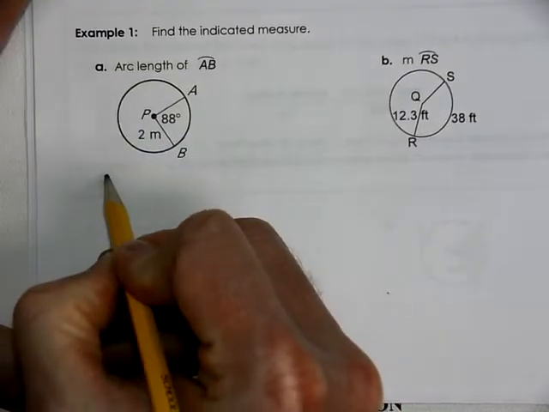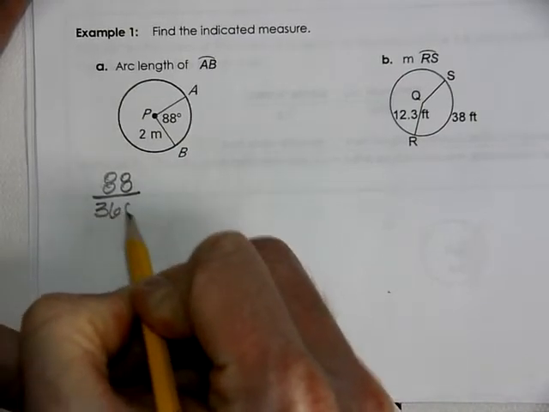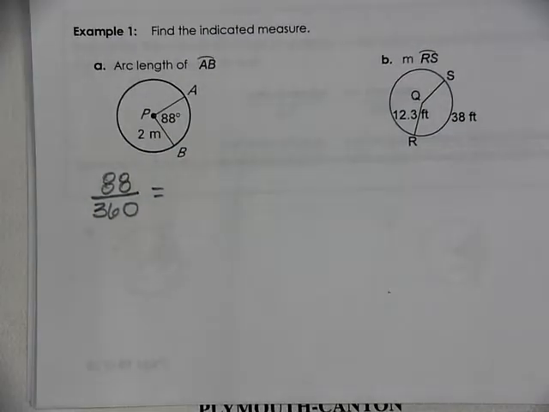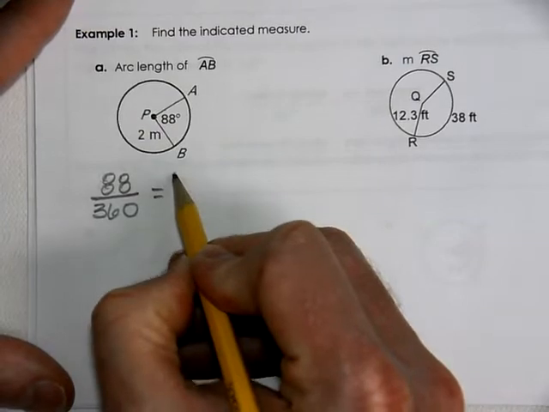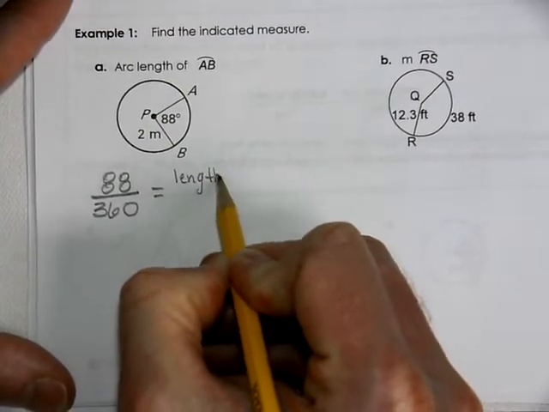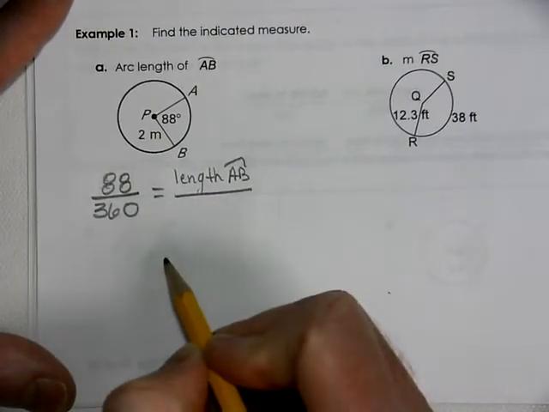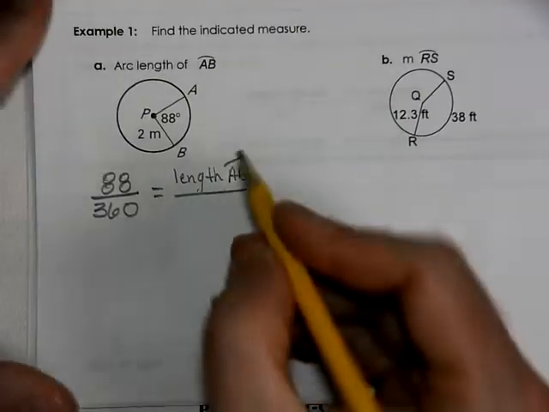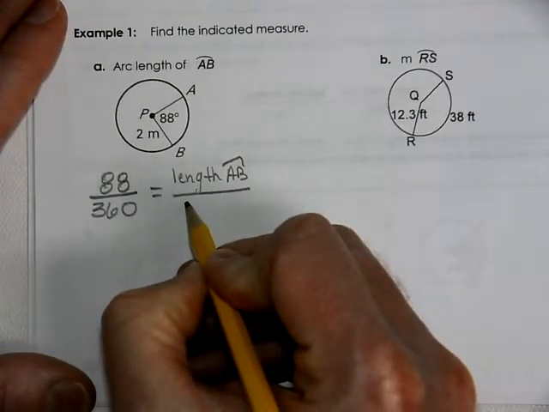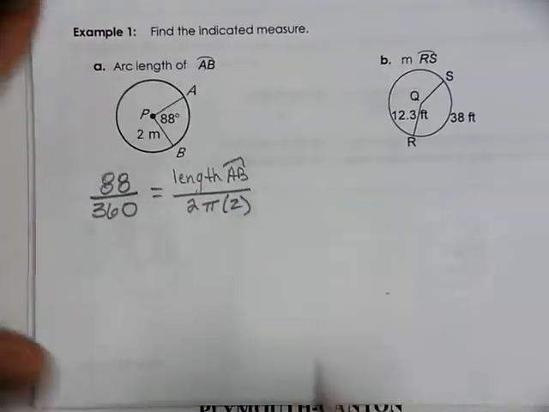So we have 88 over 360. Those are our angle values. Then we have the length of arc AB over the total length. Now the total length is the circumference. Circumference is calculated by 2 pi r.